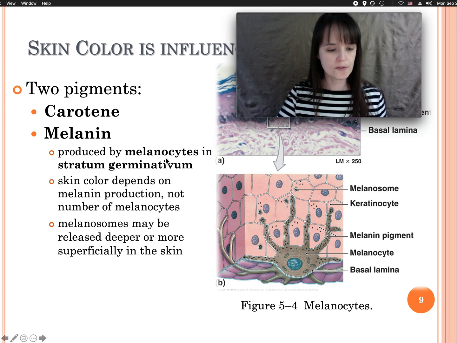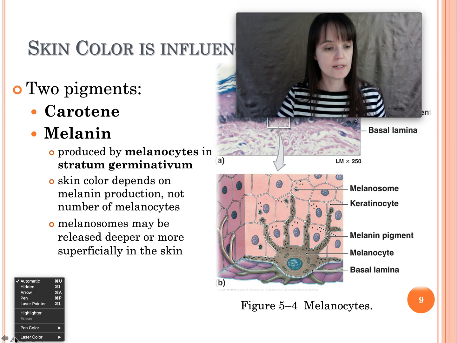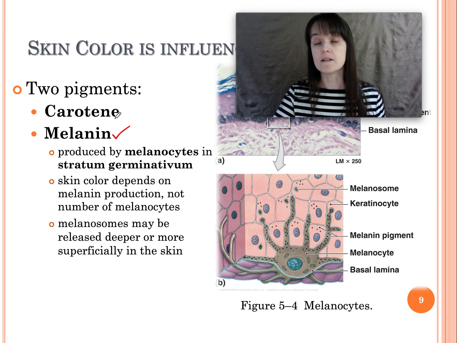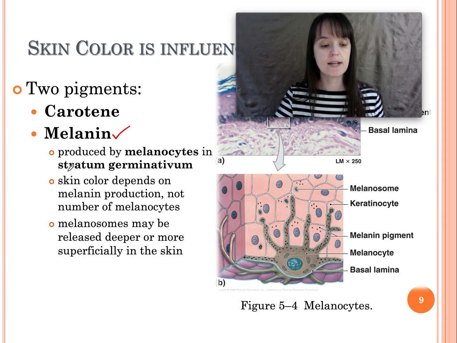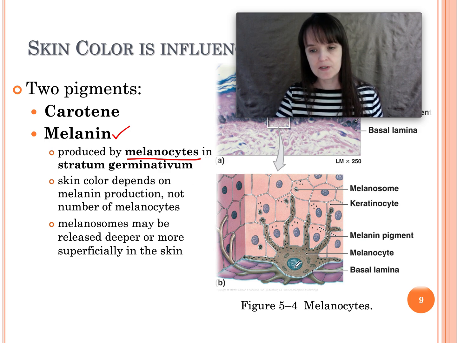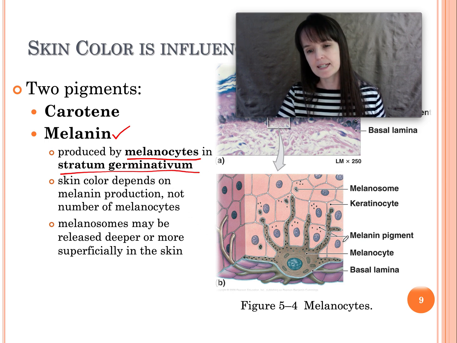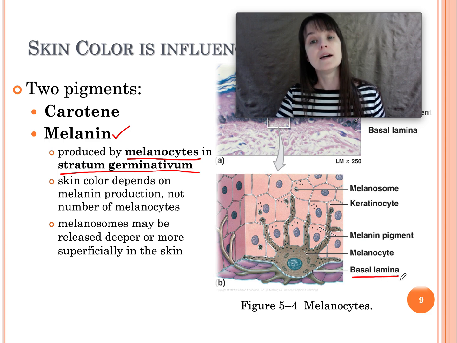There are two pigments in the epidermis. Let's talk about melanin first, and we'll come back and talk about carotene. Melanin is a red-yellow or brown-black pigment, and it's produced by melanocytes. Melanocytes are located in the stratum basale, which is also called the stratum germinativum. It's technically kind of between the stratum basale and the basement membrane, which is also called the basal lamina.